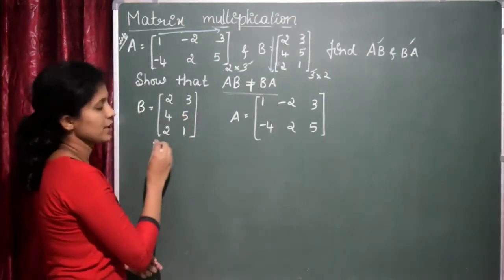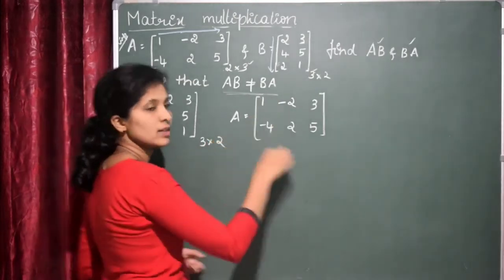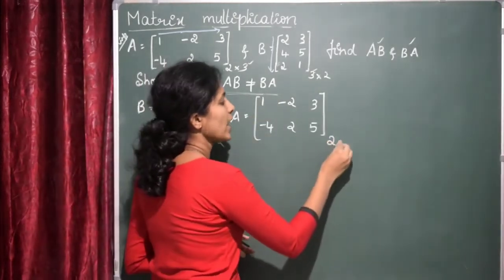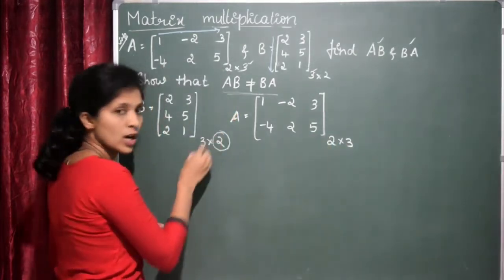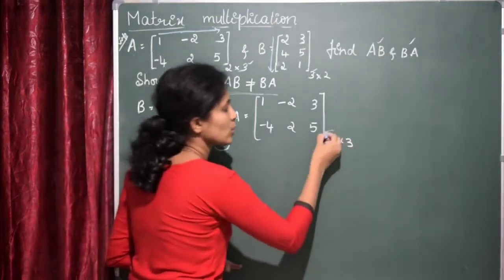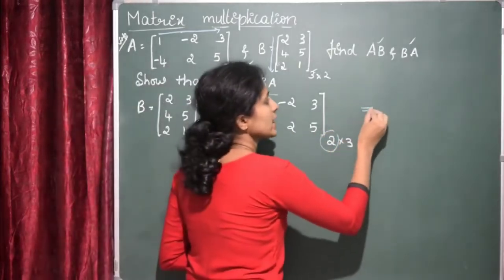What is the order of this matrix? Number of rows is 3, number of columns is 2. Here number of rows is 2 and number of columns is 3. Here you can see this one. Number of columns of the first matrix is equal to number of rows of the second matrix. What should be the order of the new matrix BA?